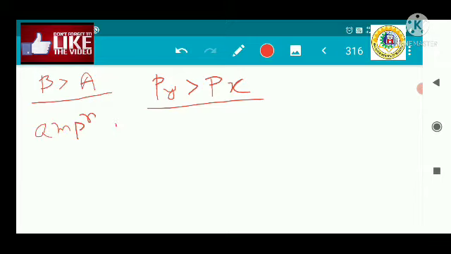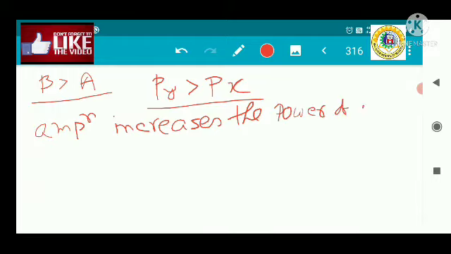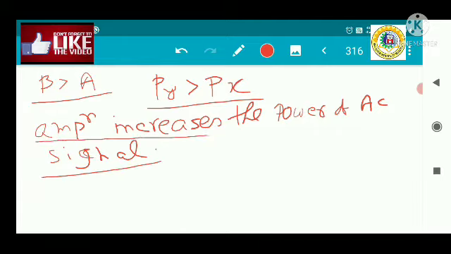Amplifier increases the power of AC signal also. Okay, amplifier also increases the power of AC signal. So that is being clear from here.